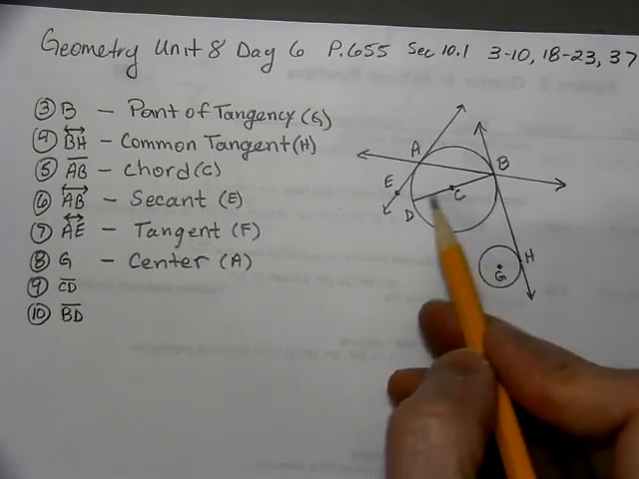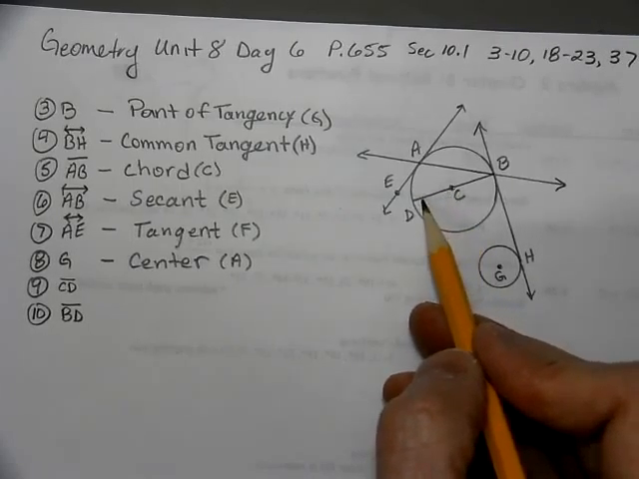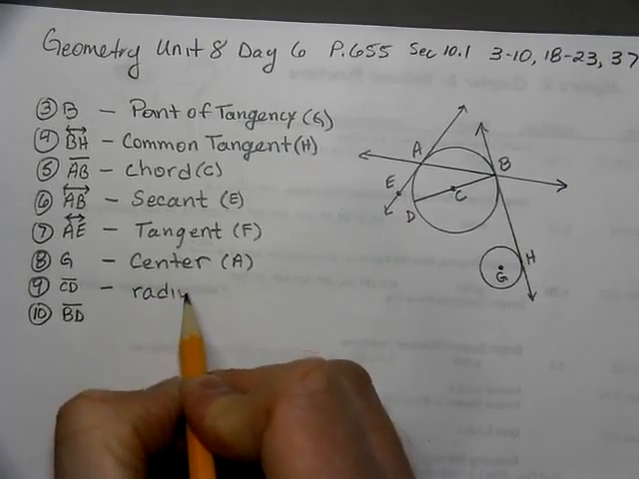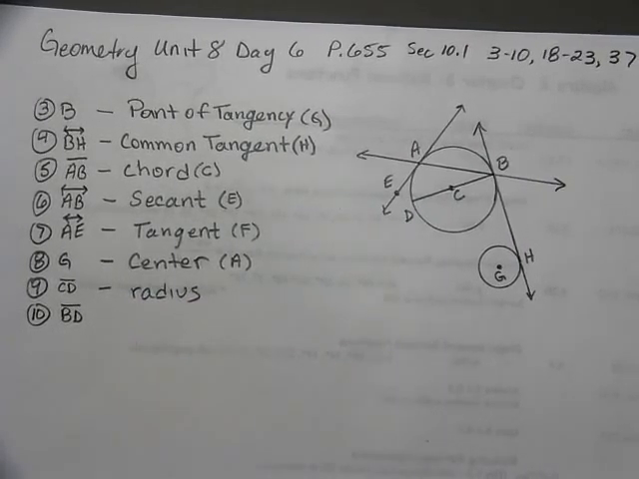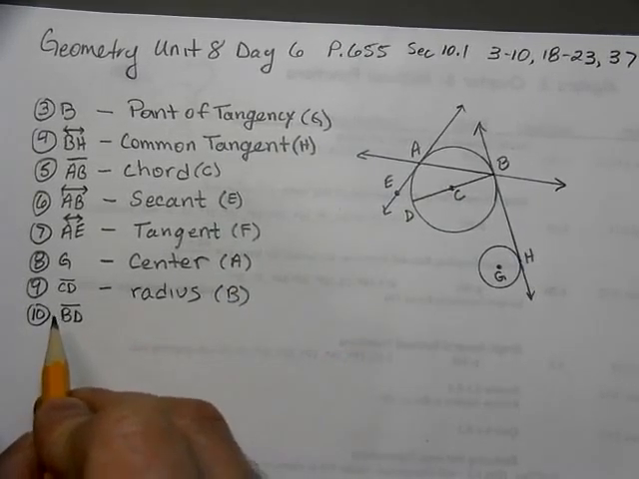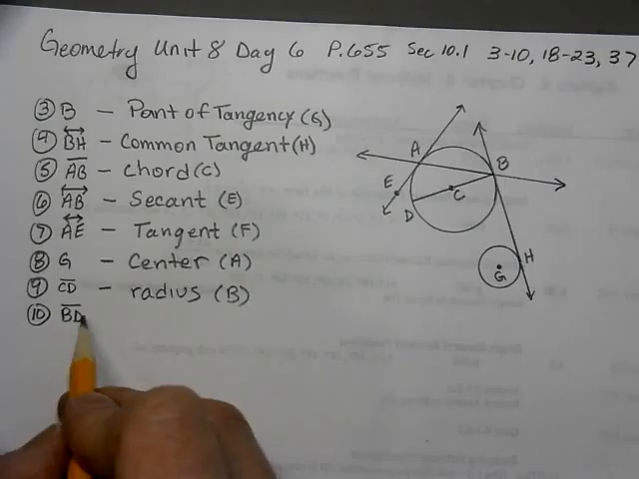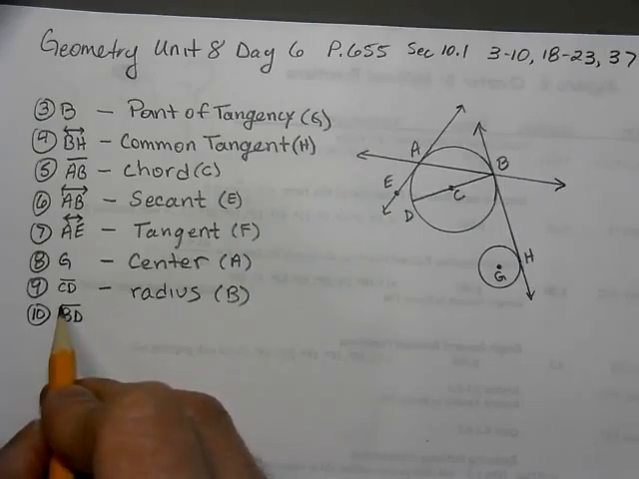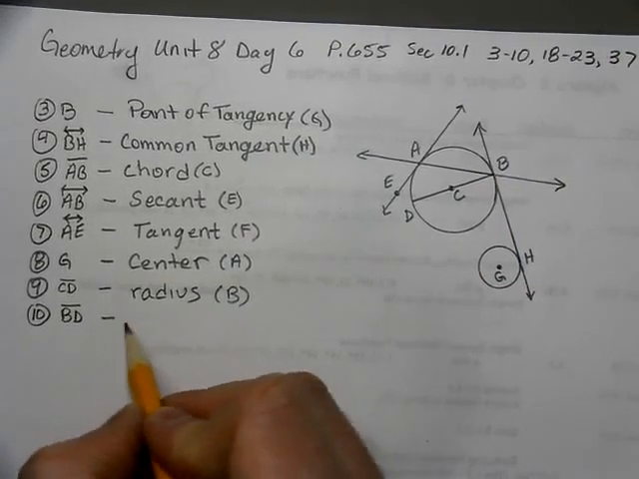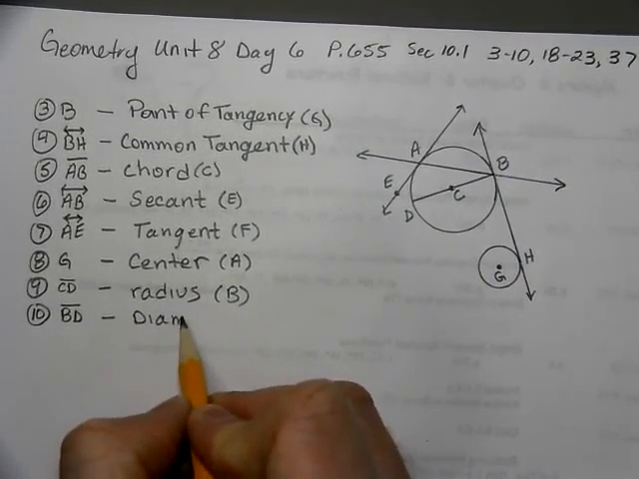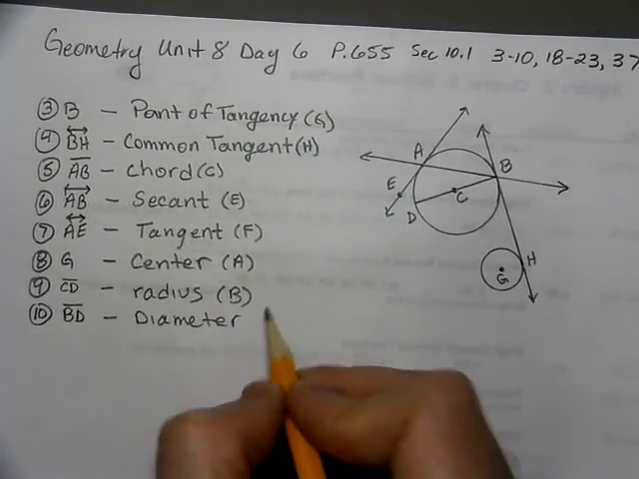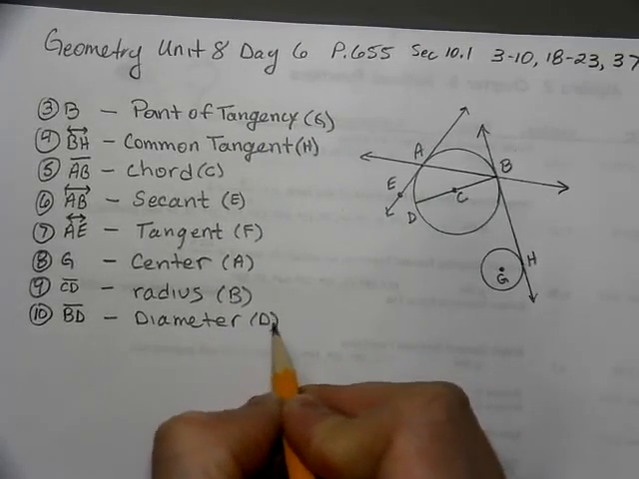CD. CD goes from the center of the circle out to the edge of the circle, so that's called a radius. And radius was multiple choice B. And then BD, with the segment bar, goes all the way across. That's the diameter. And diameter was multiple choice D.